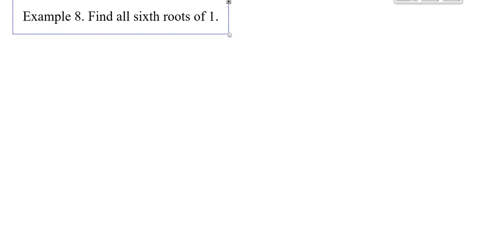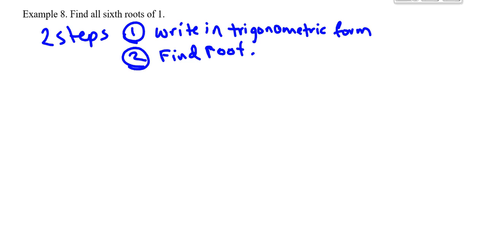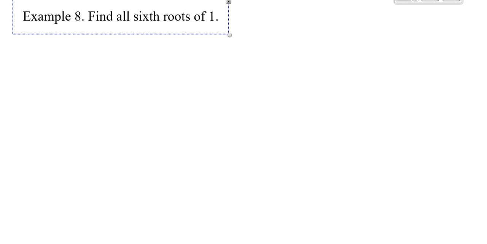Okay, so there are 2 steps. First, this is not in trigonometric form. So step 1 is to write things in trigonometric form, and then step 2 is going to be to find the root. So step 1 is to write the number 1 in trigonometric form.